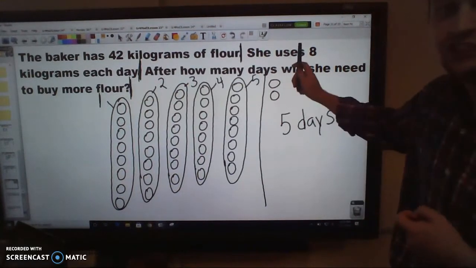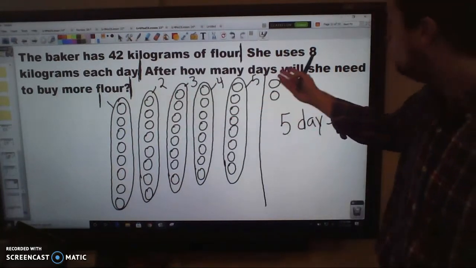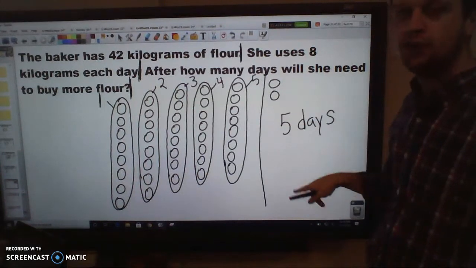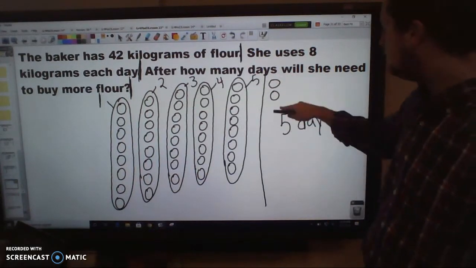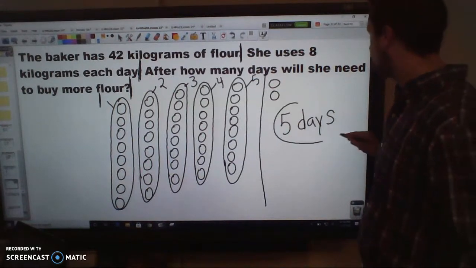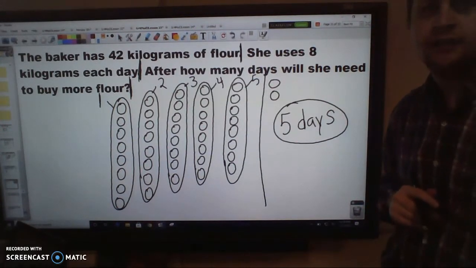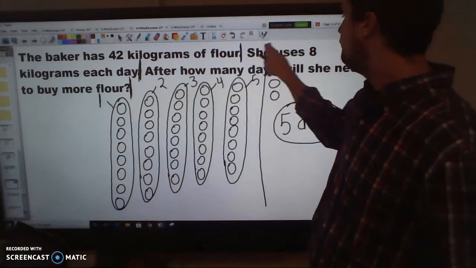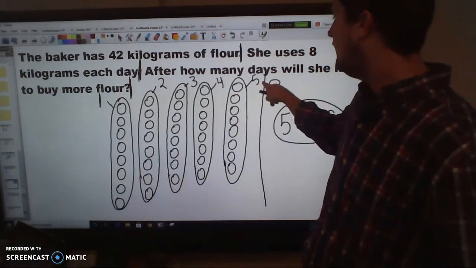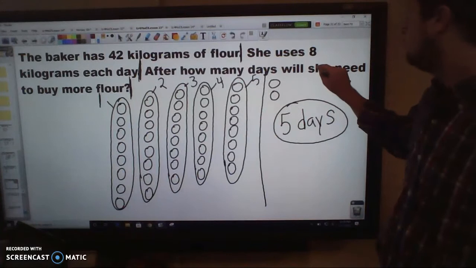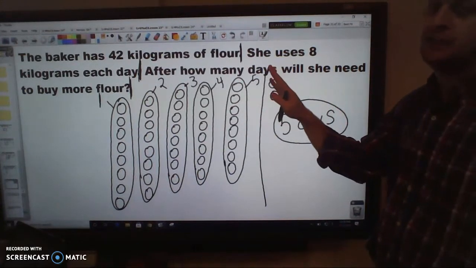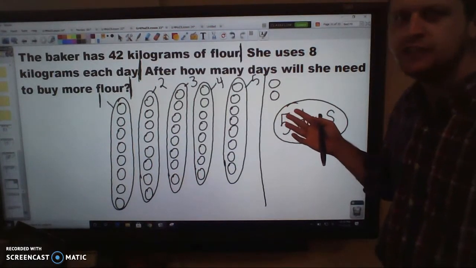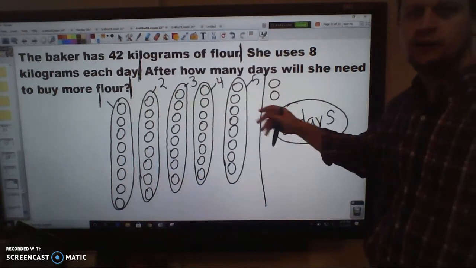Because if she tried to go to the 6th day and she didn't order anything, would she have enough to complete the day? No. She wouldn't have enough. She only has 2 kilograms left. She would need a total of 6 more. So our answer is after 5 days, she will need to buy more flour. So 42 divided by 8 is 5 with a remainder of 2. But again, remember our question was not what's 42 divided by 8. It's after how many days will she need to buy more flour, and it is after 5 days.